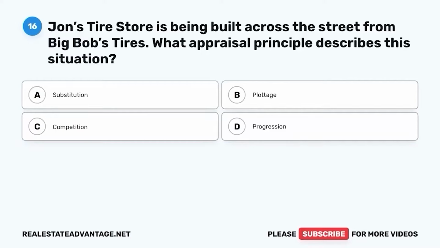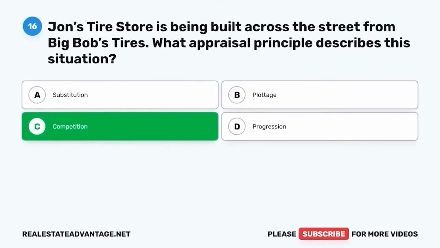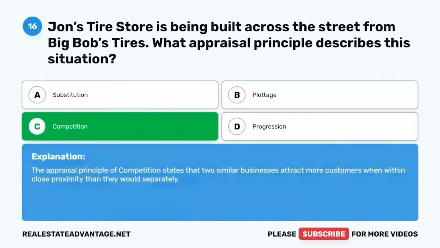Question 16. John's Tire Store is being built across the street from Big Bob's Tires. What appraisal principle describes this situation? A. Substitution. B. Plottage. C. Competition. D. Progression. The correct answer is C. Competition. The appraisal principle of competition states that two similar businesses attract more customers when within close proximity than they would separately.